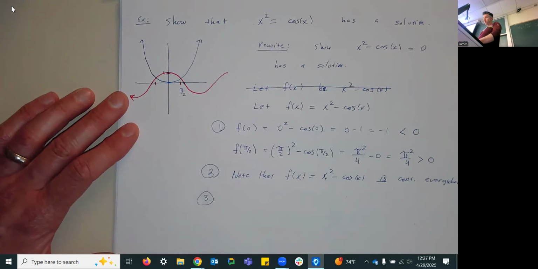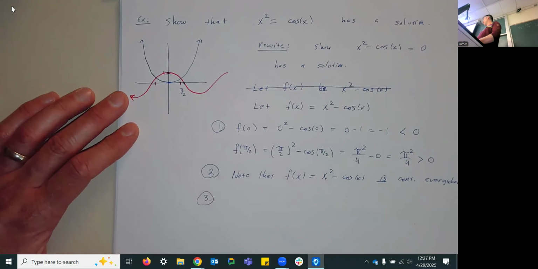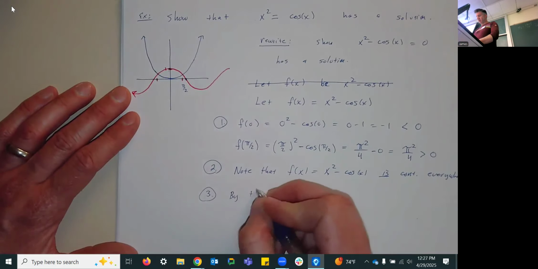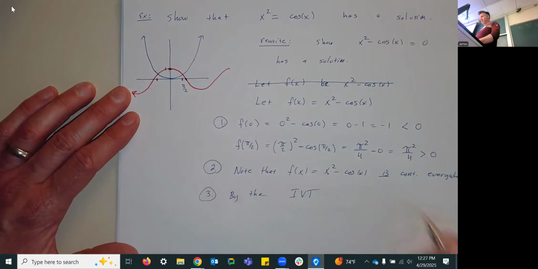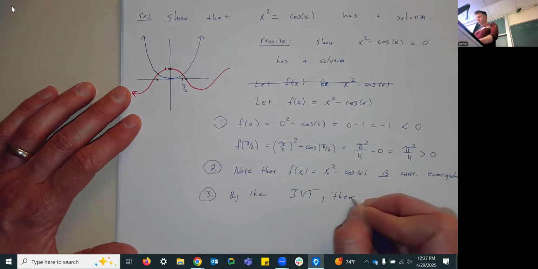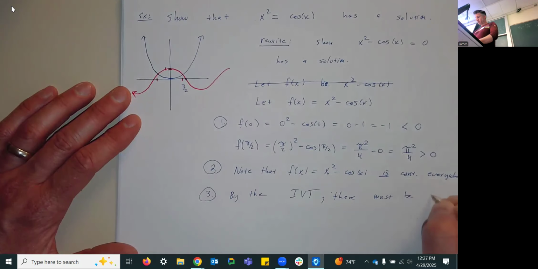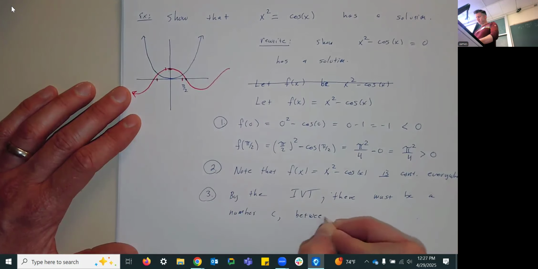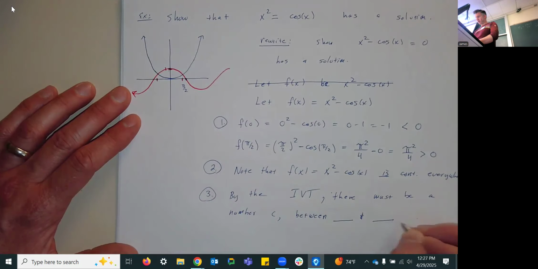Thirdly, this is where I always feel like I write too much personally. We should try to be a little bit more succinct. I'm a little too wordy sometimes. We can say by the intermediate value theorem, right? We don't have to restate the things we already did. There must be a number c between blank and blank such that f of c equals 0, which shows x squared equal to cosine x has a solution.